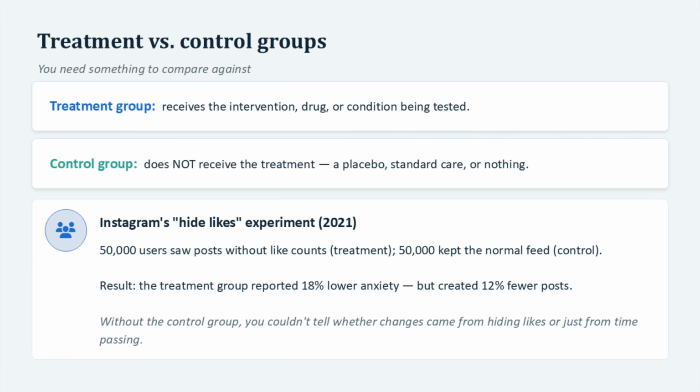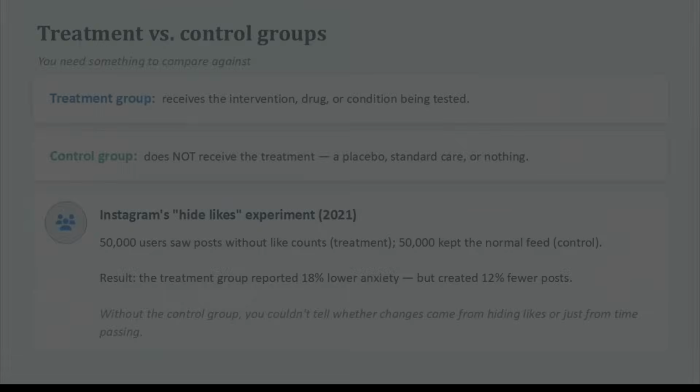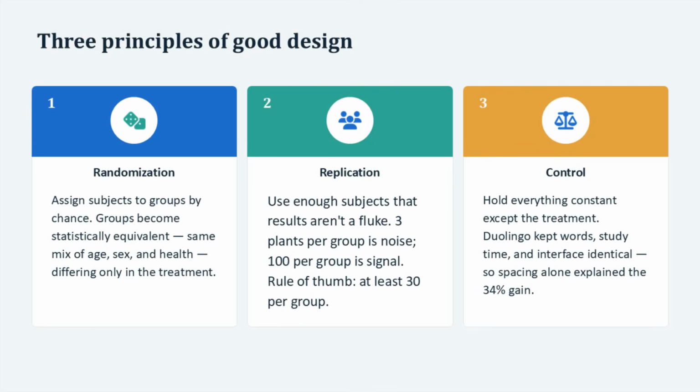If there isn't a meaningful comparison group, be careful about the conclusions the study is making. So, for an experiment to give us strong evidence of cause and effect, there are 3 key principles we need to pay attention to, and these are important. Let's go through all 3.